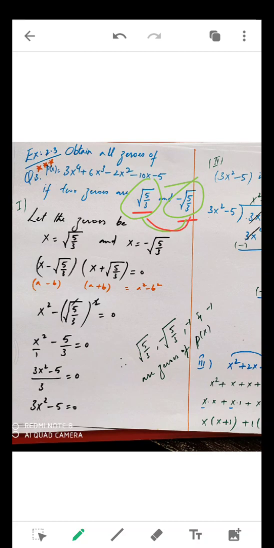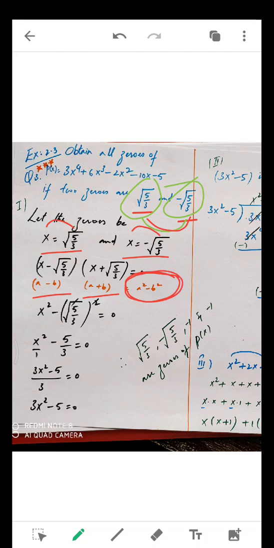So I'll take x is equal to root 5 by 3 and x is equal to minus root 5 by 3. Bring this root 5 by 3 to the left and this root 5 by 3 to the left. So you get here x minus root 5 by 3 and here you get x plus root 5 by 3. When you multiply both, you can clearly see this is in the form of a minus b and this is in the form of a plus b. The formula for a minus b into a plus b is a square minus b square, so I can find the product of these two zeros by using the formula a square minus b square.